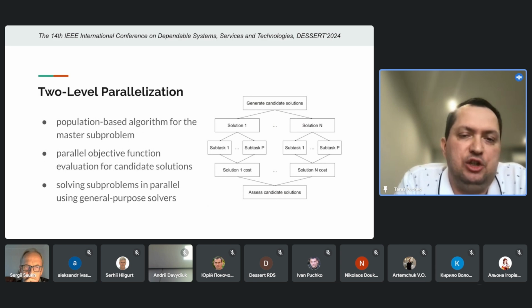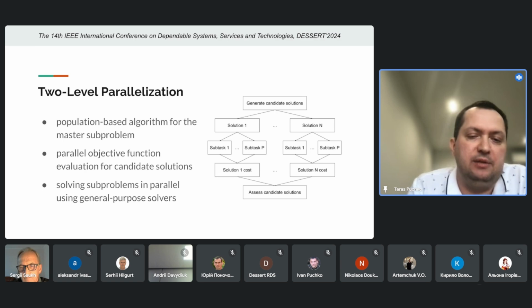Our parallelization strategy is designed to maximize efficiency at multiple levels. For the master subproblem, we use a population-based algorithm which generates several candidate solutions at once. The objective function for each of these candidates is then evaluated in parallel, speeding up the process of finding potential solutions. Additionally, the second stage subproblems focused on operational costs and constraints are also solved in parallel using general-purpose solvers. This two-level parallelization approach ensures that both the master and subproblems are processed simultaneously, leading to faster and more efficient optimization.